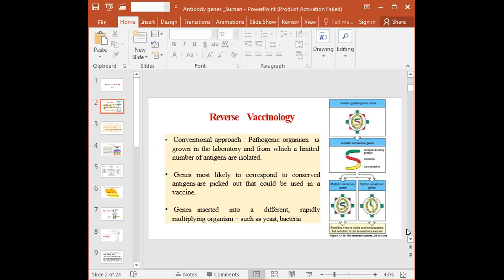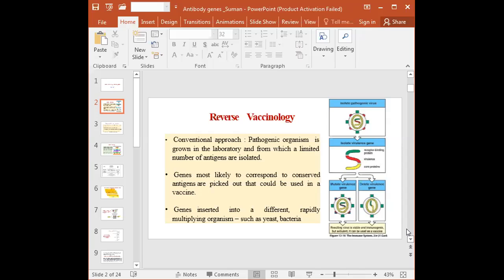And before entering into the direct topic, I must mention what the conventional approach to the production of vaccine is. So vaccine can be produced for pathogens, irrespective of virus or bacteria. To produce a vaccine against a pathogenic virus or bacteria, firstly, you have to grow the pathogenic organism in a laboratory or in an industry. Then you have to isolate the protein which can function as an antigen and purify it.